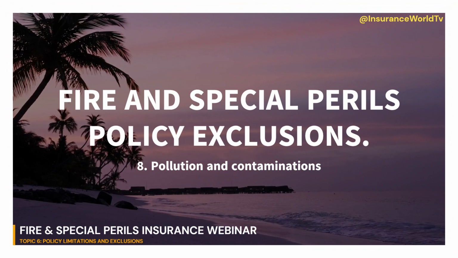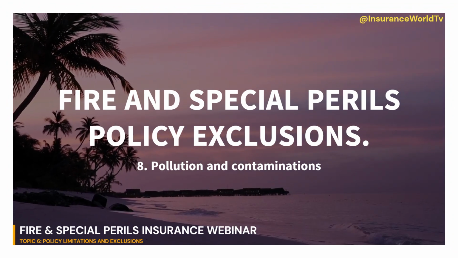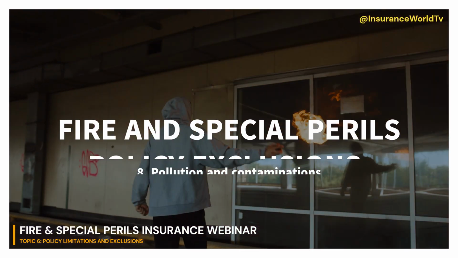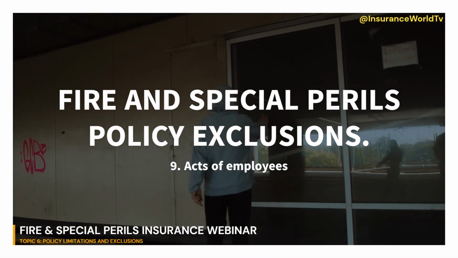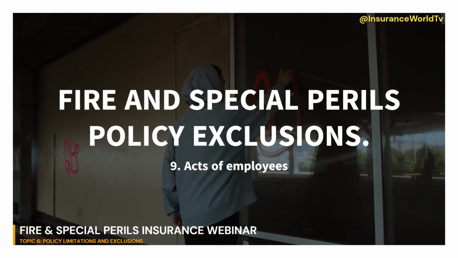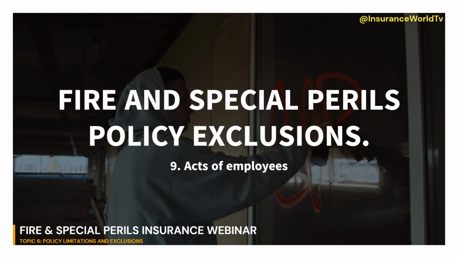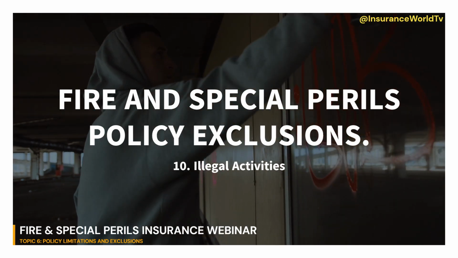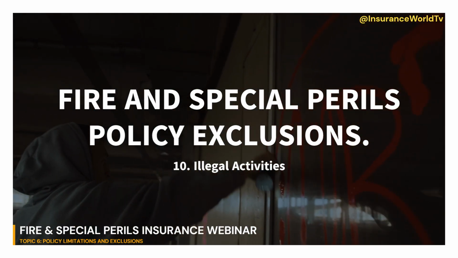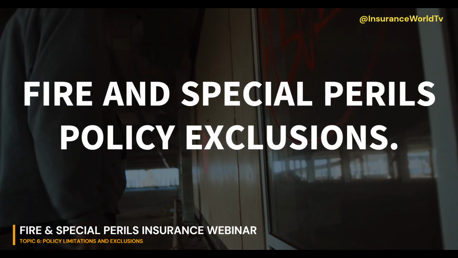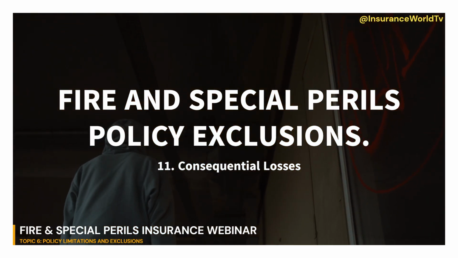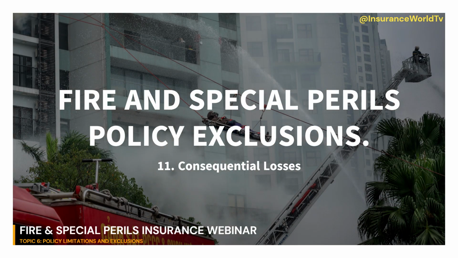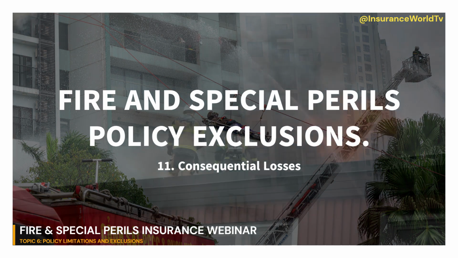8. Pollution and contamination. Damage resulting from pollution or contamination, such as chemical spills or environmental pollution, is often not covered. 9. Acts of employees or employees' property. Any damage caused by employees' intentional acts or damage to their own property may be excluded. 10. Illegal activities. Damages arising from illegal activities, such as illegal storage of hazardous materials, may be excluded. 11. Consequential losses. Fire and special perils insurance policies may not cover indirect or consequential losses resulting from a covered peril, such as loss of profit or loss of market value.